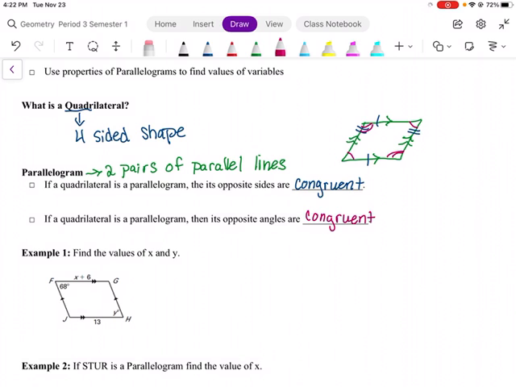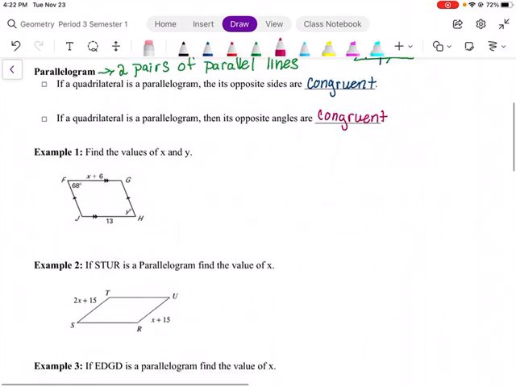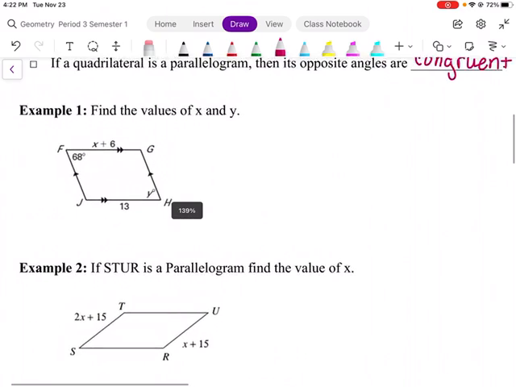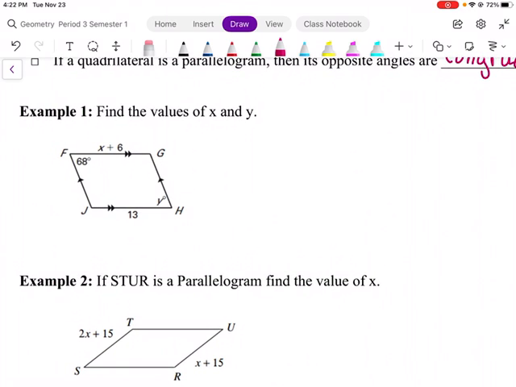Using that information, we are going to go over example 1. We are going to find the value of x and y. Well, in the last part, we were told that opposite sides in a parallelogram are congruent to each other. So we know x plus 6 is going to be equal to 13. And when we solve for x, we're just going to subtract 6 on both sides, and we'll get x equals 7.